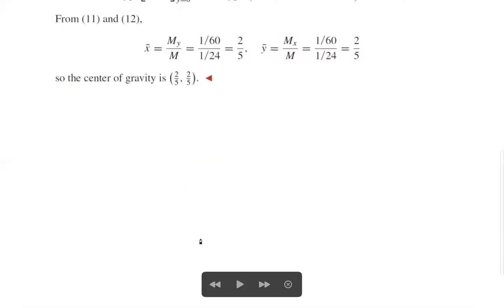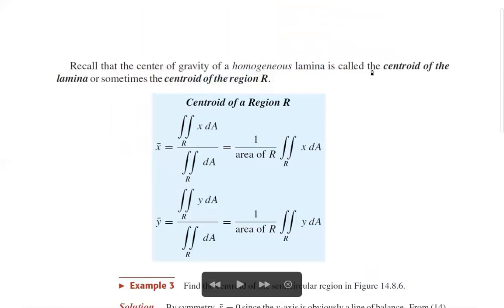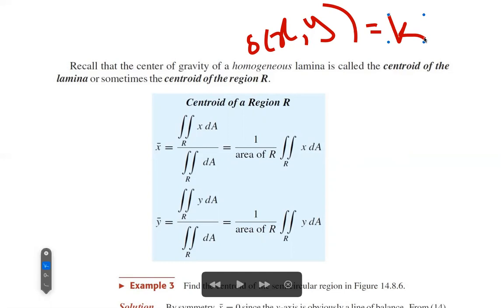Now, the centroid of a lamina. The centroid is nothing but the center of gravity of a homogeneous lamina. Homogeneous lamina means delta xy is uniform at each x and y. It will be a constant function, so delta xy is equal to a constant. That means it is uniform everywhere, at each x and y.